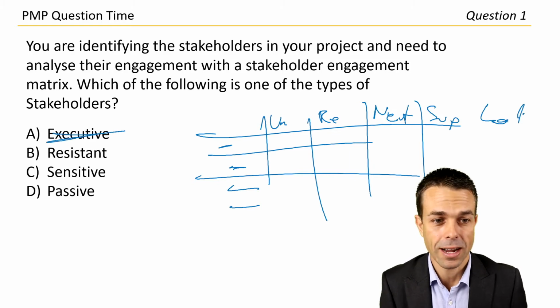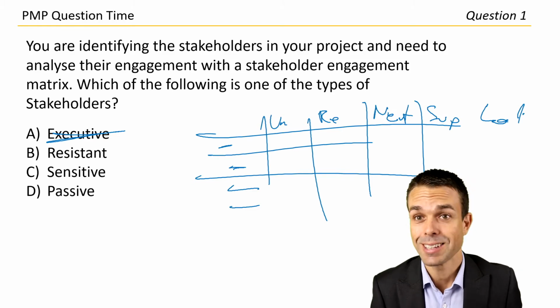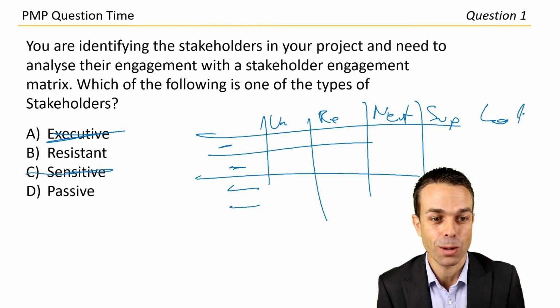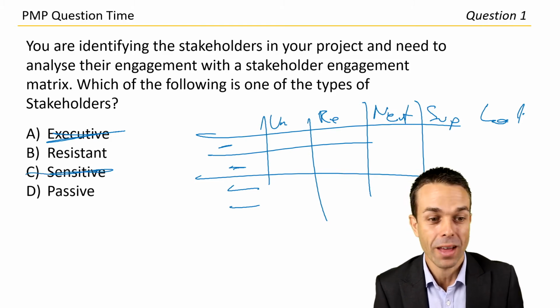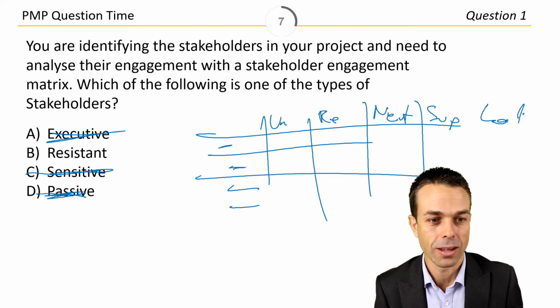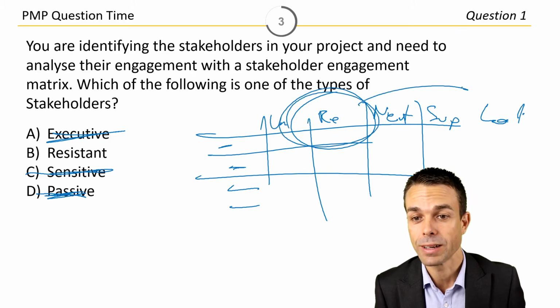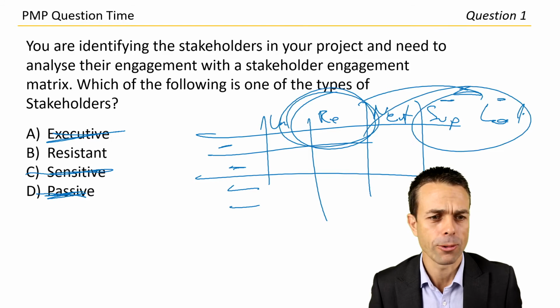Executive, not our guy. Sensitive, are they sensitive stakeholders? Well, we can have sensitive stakeholders out there, and they can sometimes cause problems, but that's not for our particular model here. Are they passive? Again, not really for our model here. Resistant is probably the one that we're looking for. And of course, we want to be moving our stakeholders into supportive or leading. I think those are the right ones.